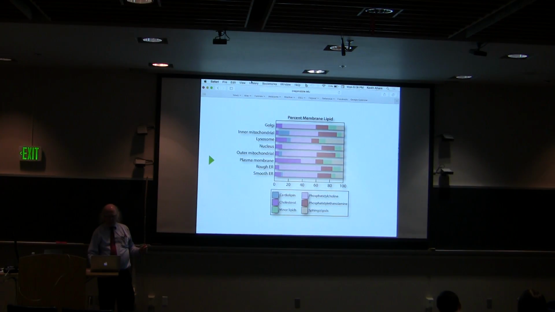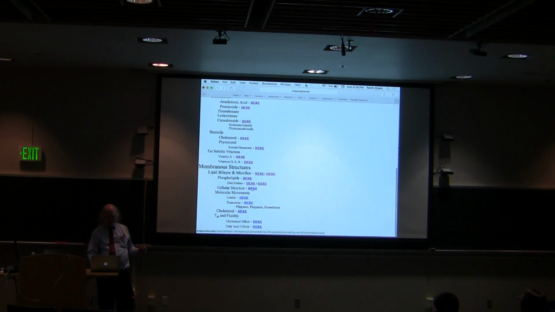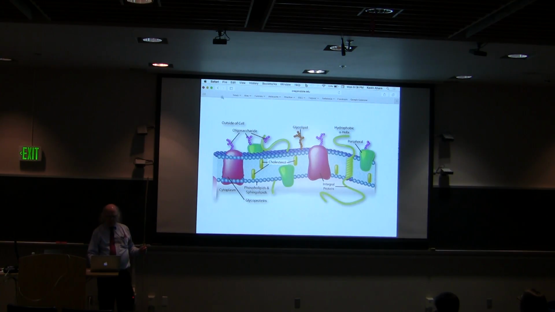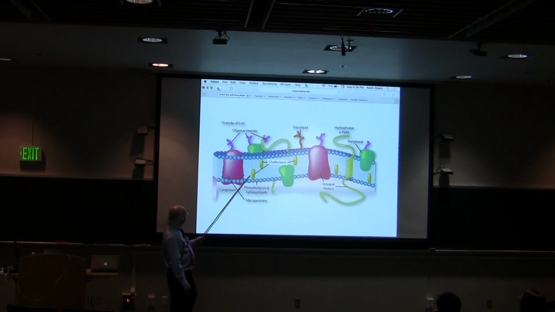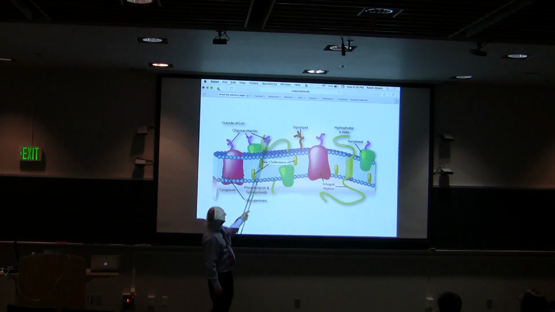And the distribution of individual phospholipids in different membranes also varies. You can see nucleus, for example, has a lot of phosphatidylcholine, whereas plasma membrane has relatively little. Okay. I don't think I showed that one in class, but that's a nice depiction of all the different things we see in a membrane. Cholesterol, we see the proteins.